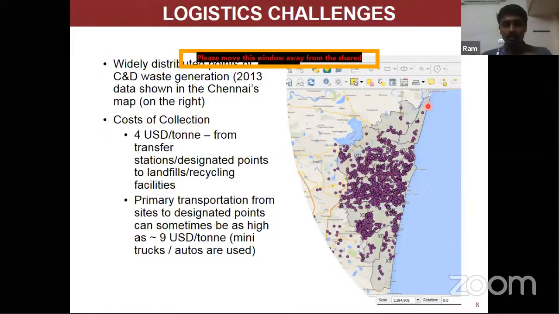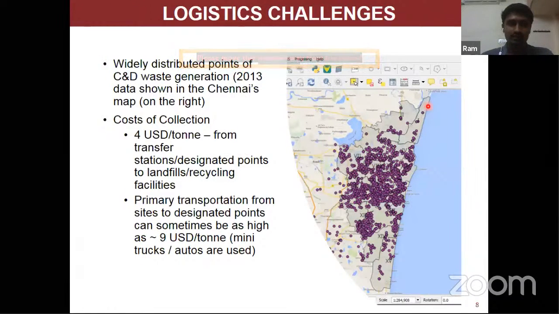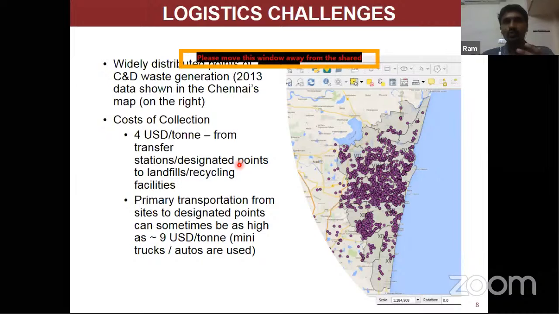And all this waste has to be collected and accumulated at a single point so that economies of scale can benefit a recycling facility. Right? So that is why recycling is economically not viable. Okay, so now we can understand why it's not economically viable and why there is so much cost.